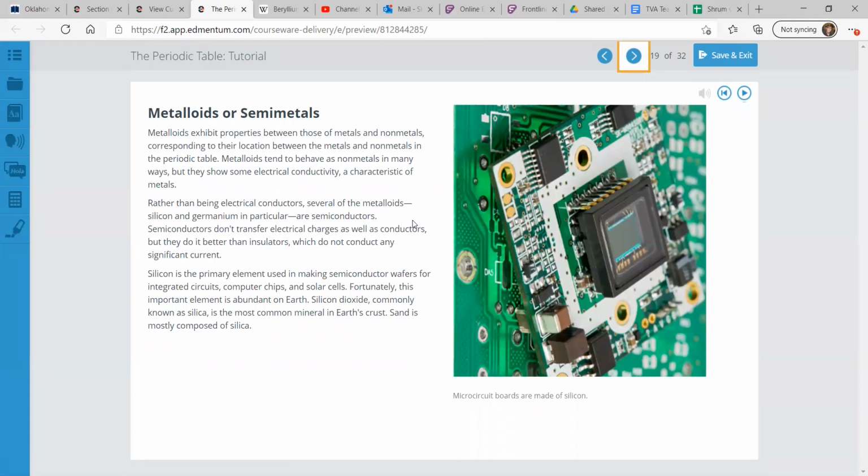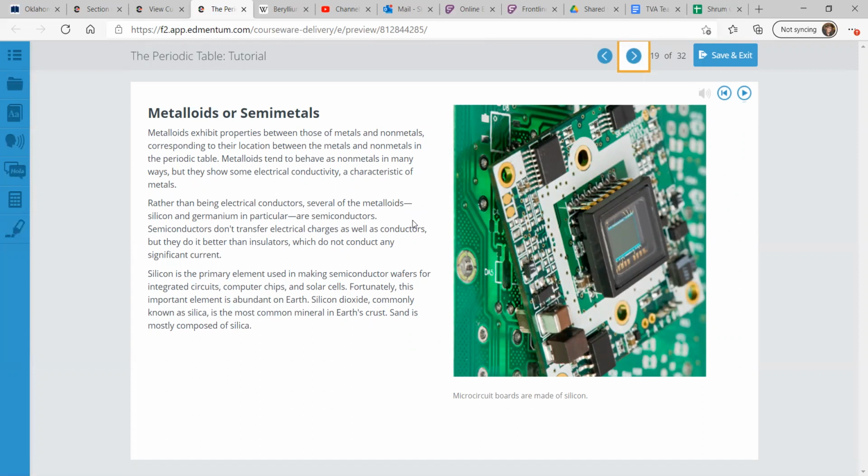Metalloids or semi-metals. Metalloids exhibit properties between those of metals and nonmetals, corresponding to their location between the metals and nonmetals in the periodic table. Metalloids tend to behave as nonmetals in many ways, but they show some electrical conductivity, which is a characteristic of metals. Rather than being electrical conductors, several of the metalloids, silicon and germanium in particular, are semiconductors.